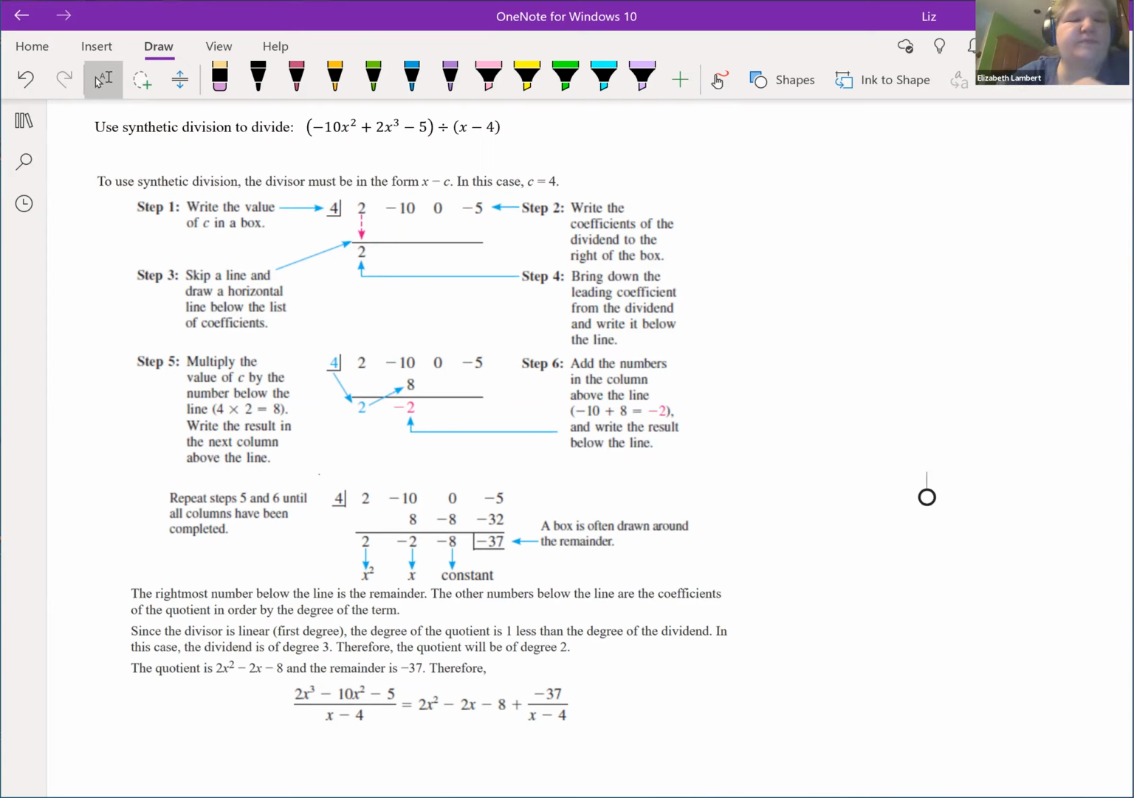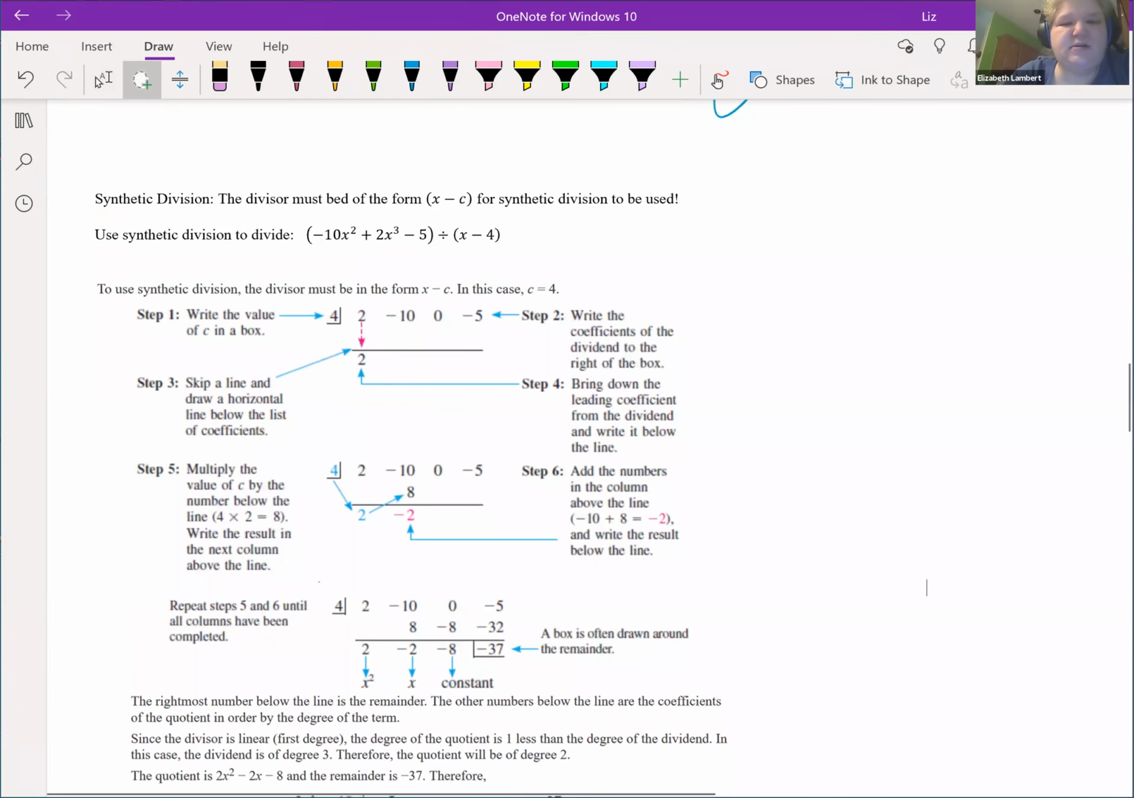There we go. So the big catch for synthetic division is you have to be dividing by something that looks like this. It doesn't have to be a minus, it could be x plus a number, but it has to be just an x. So 1x, not 2x, not half of an x, just x. So we're dividing by x minus c. So the number that goes in the little box here is not the number you see, but the opposite.